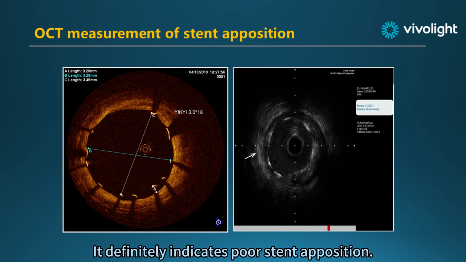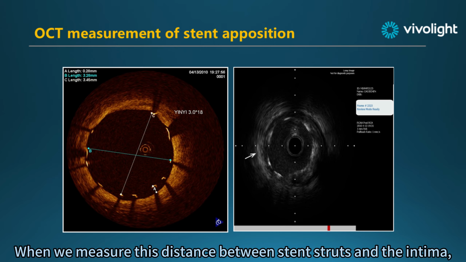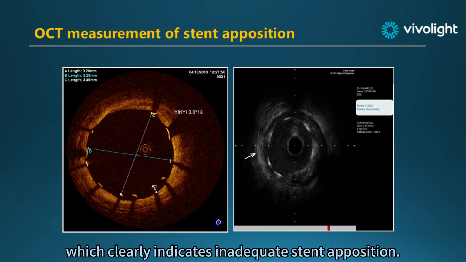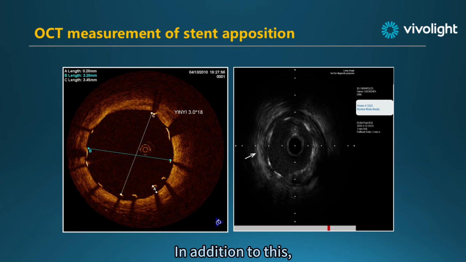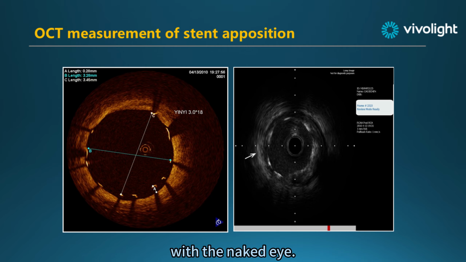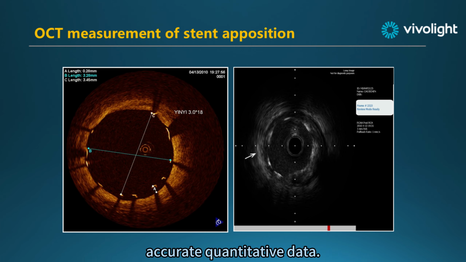poor stent apposition. As we can see in this OCT image, the imaging of the intima and the stent struts are very clear. When we measure this distance between stent struts and the intima, we can see that it is close to 350 micrometers, which clearly indicates inadequate stent apposition. In addition to this, we can even identify inadequate stent apposition with the naked eye. The measurement only serves to provide relatively accurate quantitative data.